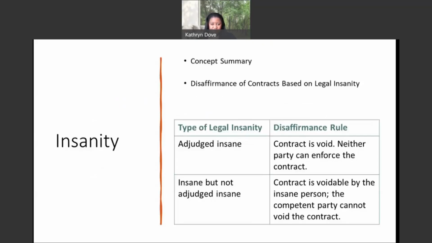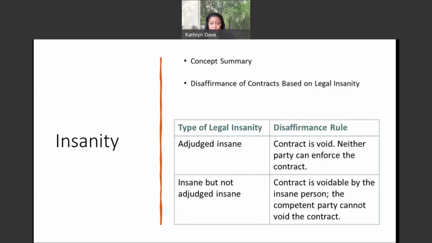Let's talk about insanity. Someone who is adjudged insane in a court of law, the contract is absolutely void. Neither party can enforce the contract. However, if someone is insane, but they have not been determined insane in a court of law, for example, let's say they're paranoid schizophrenic, and a psychiatrist can testify that they are insane, but a judge has not made that determination, that contract would be voidable.